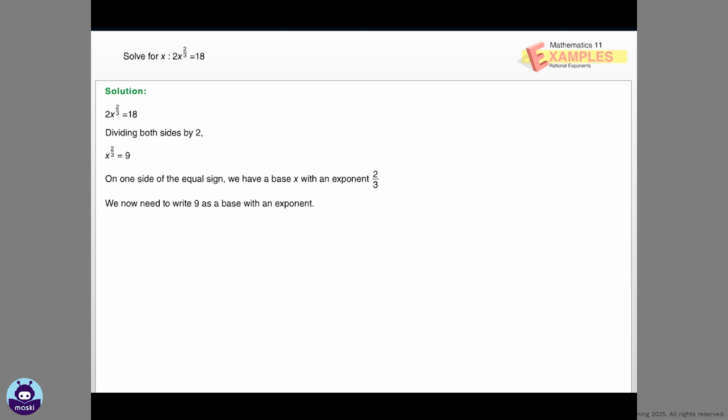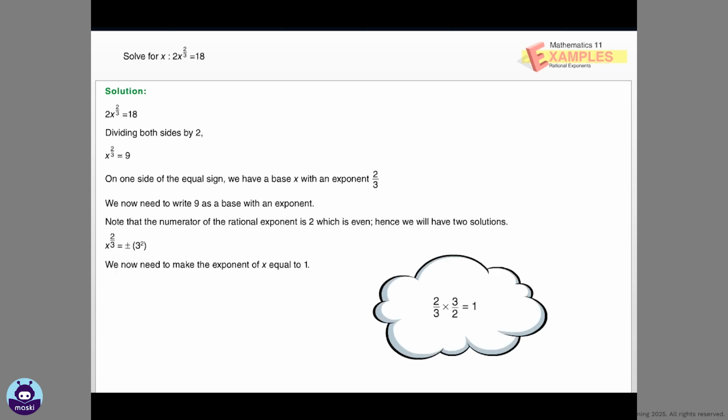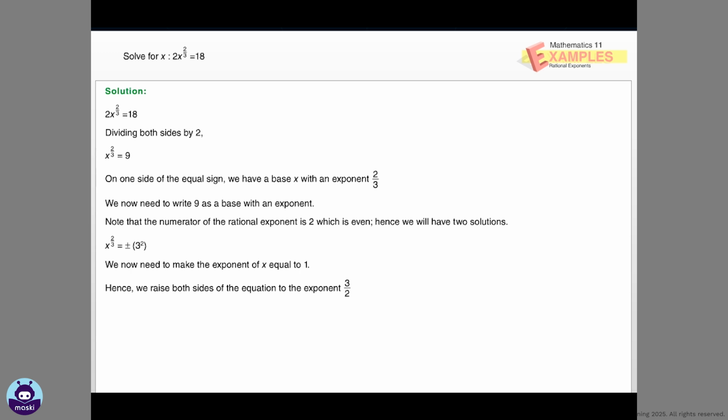We need to write 9 as a base with an exponent. Note that the numerator of the rational exponent is 2, which is even. Hence we will have two solutions. We now need to make the exponent of x equal to 1. Hence we raise both sides of the equation to the exponent 3 over 2. Therefore, x equals plus or minus 27.